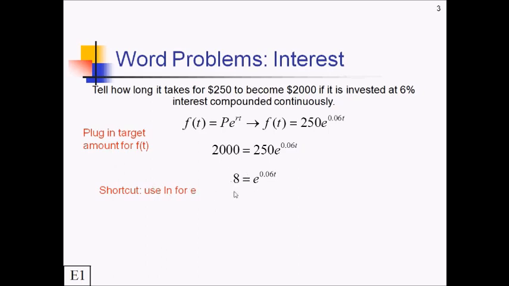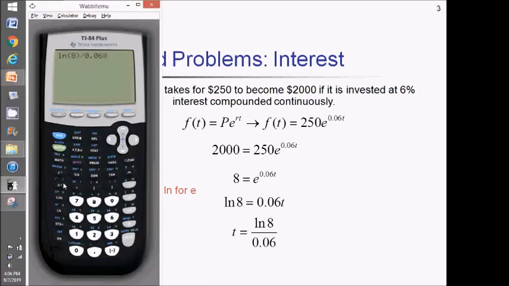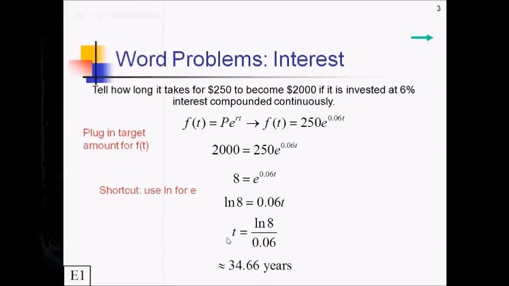We're going to have ln of 8 on the left side, and on the right side, we're going to have 0.06t popped out times the ln of e, but the ln of e is really just 1. So this is just ln of 8 equals 0.06t, with an invisible ln of e that we don't have to write. Next, to get t by itself, I divide by 0.06, and I need to do this on the calculator. Doing ln of 8 divided by 0.06, we end up with about 34.66 if we round off to 2 decimals, and that is going to be years.